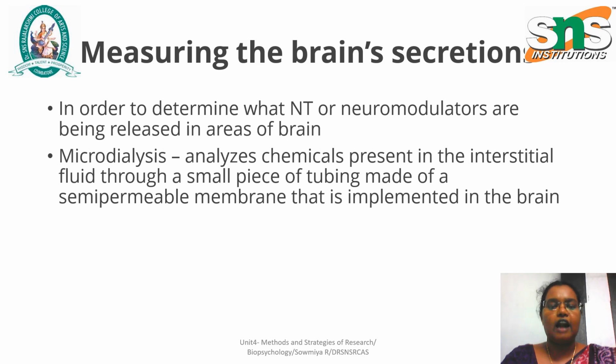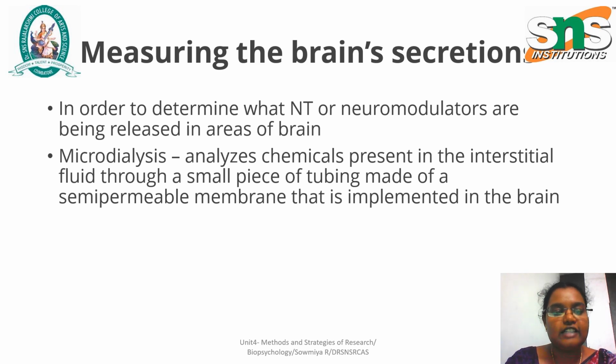The brain, in addition to its electrical activity, also produces and releases a variety of chemical substances known as neurotransmitters and neuromodulators. These substances play critical roles in communication between neurons and in regulating various brain functions. Measuring the brain secretion is essential for understanding the underlying mechanisms of behavior, cognition, and emotion.